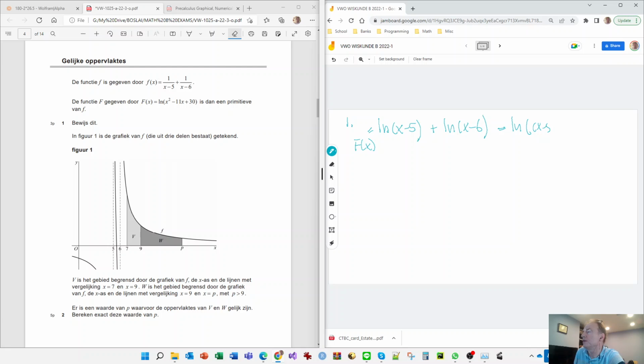x minus 5 times x minus 6, which is log x squared minus 11x plus 30, which is the given function. What you can also do is just take the derivative of this and prove that it's equal to f of x.